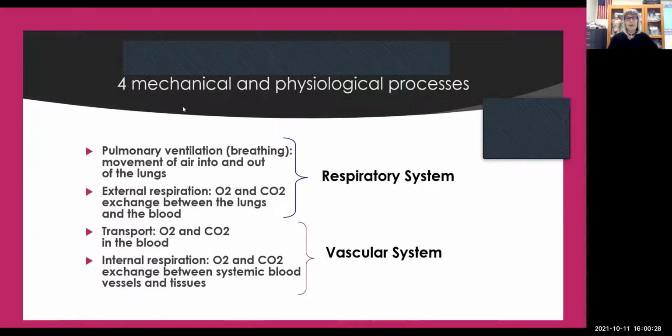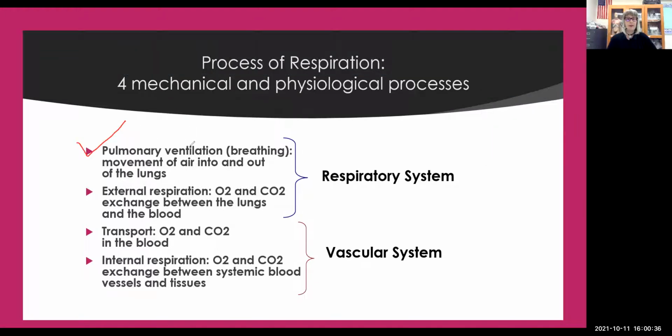So basically, there are four mechanical and physiological processes that are the key elements of what I need you to remember. One is pulmonary ventilation. We're going to learn about pulmonary ventilation right now. Two is the external respiratory process, which I started to describe a little bit just now, where oxygen is exchanged for CO2 so that on the exhale, you're exhaling out the CO2, but on the inhale, you're picking up the O2, and it's all because of that relationship between the alveoli and the capillaries.